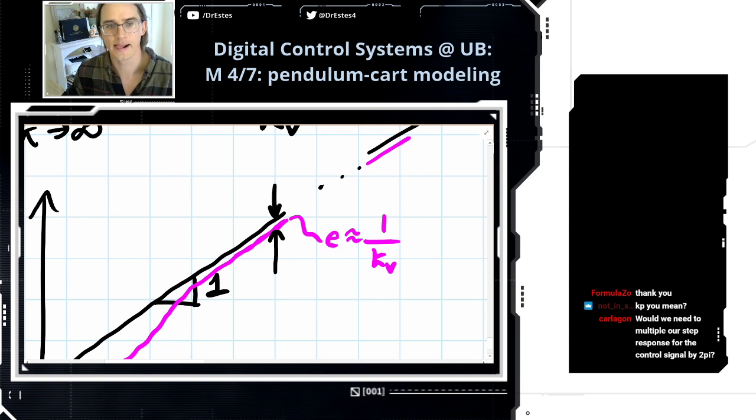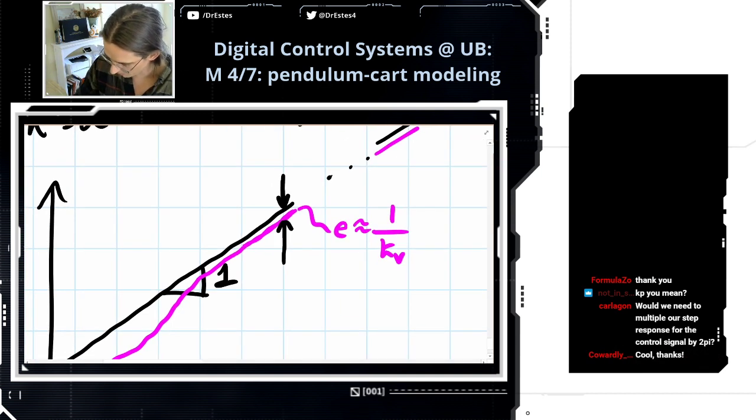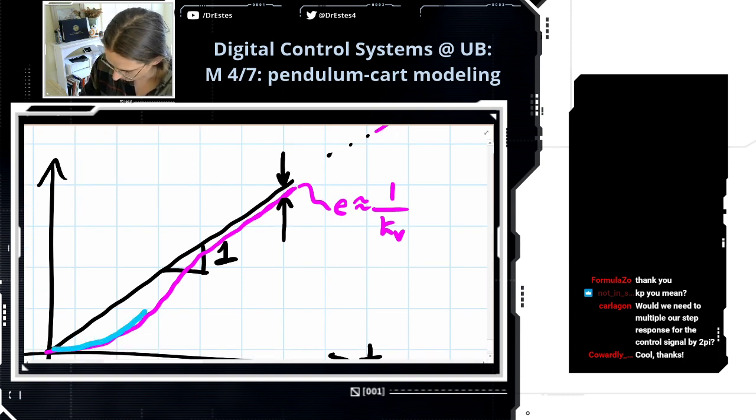That's it. So somebody asked, is it possible to have a negative Kv? Yes. You have a negative Kv if your response does something like this, and you're actually on top of it. So that's not necessarily bad. It just means you're overshooting the reference a little bit. So you could have a negative Kv.